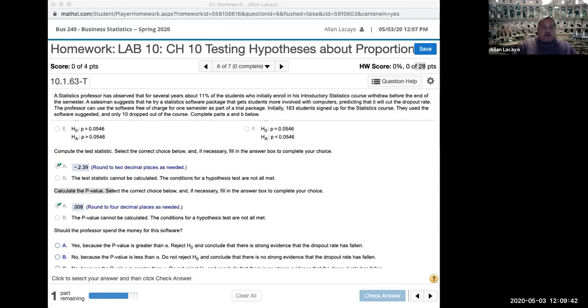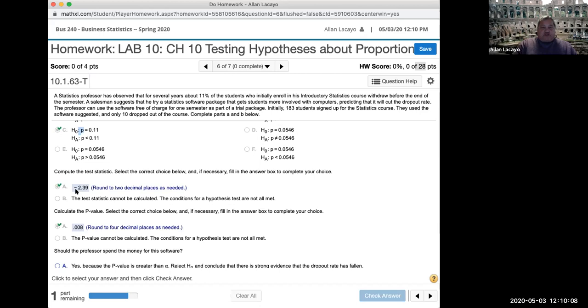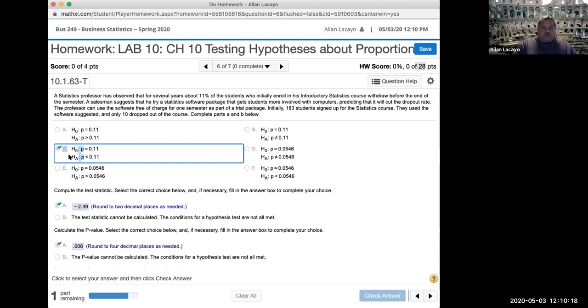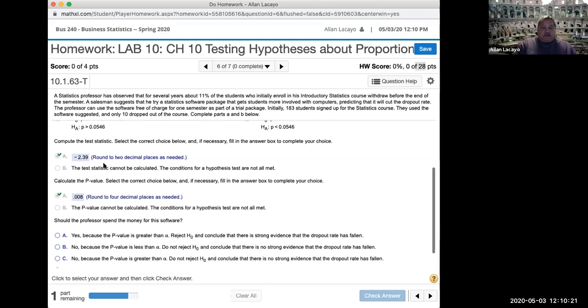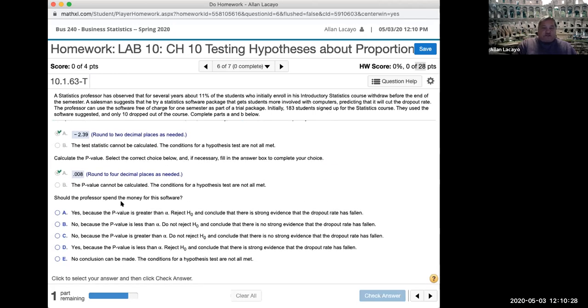So let's go to the question at hand again. The test statistic is negative 2.39, which means that of the students in the data, only 10 students dropped out of 183. So that's a 5% drop rate. And when you compare that 5% drop rate to the 11% drop rate, the difference between the two is 2.4 standard deviations, which means there's less than a 1% chance that the null hypothesis is true. So therefore, instead of the null, we prefer the alternative. The alternative says that the percentage of students who drop is going down thanks to the software, because the software is the only thing that changes.